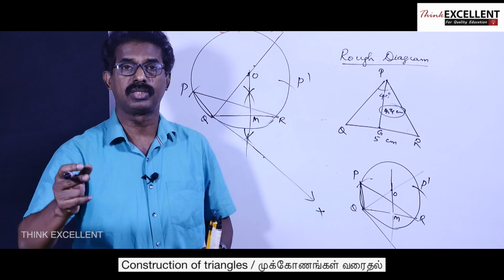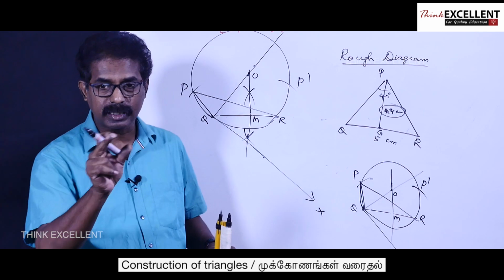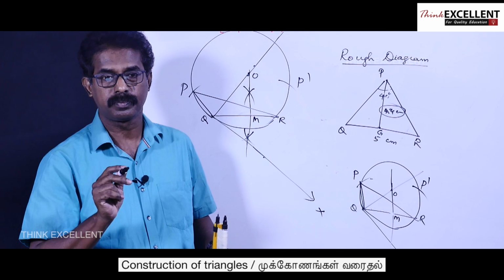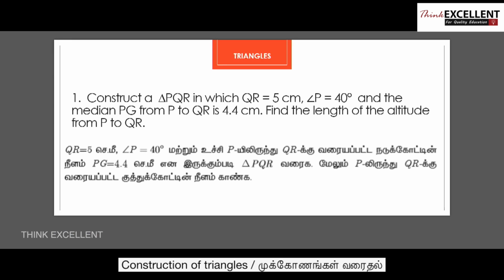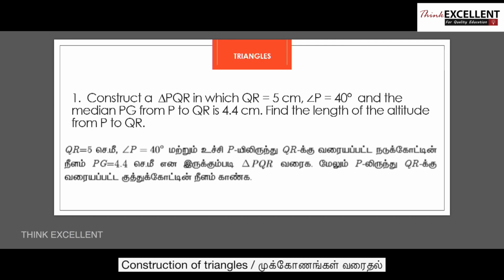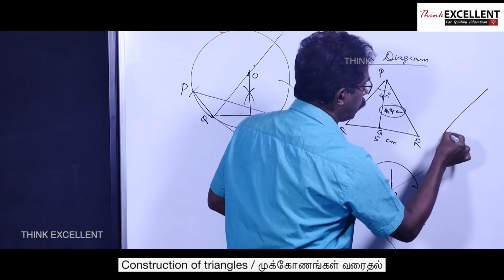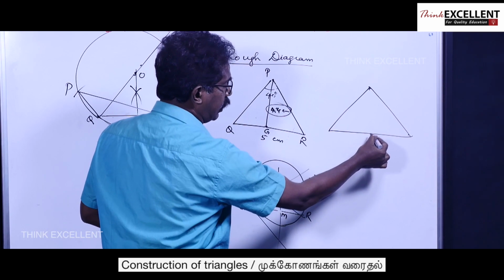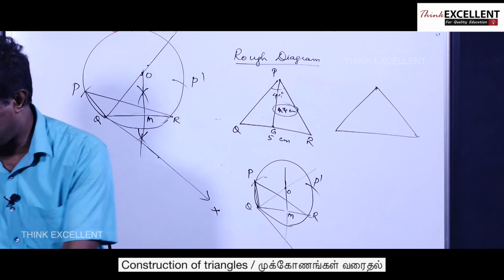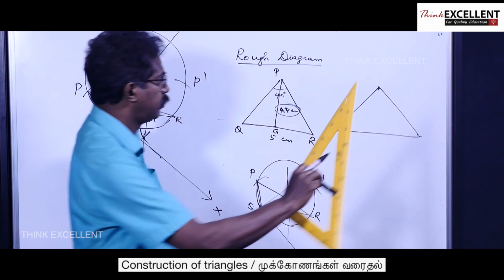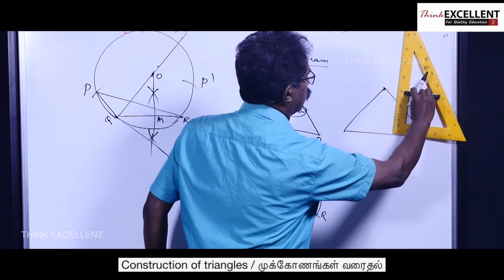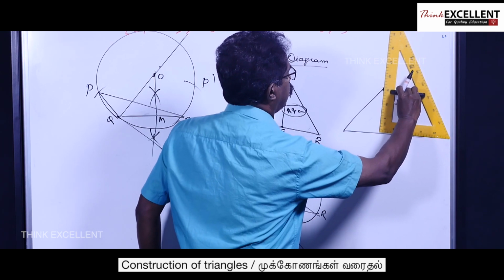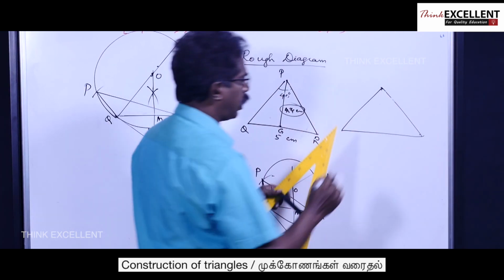Before going for the next question, read the question once again. Here, the last part you can see, find the length of the altitude from P to QR. Listen, what is altitude? Suppose this is a triangle. From here you draw a perpendicular line. How can you draw a perpendicular line? Already I said, right? So either using set square, you can draw, you can mark perpendicular, you can draw.